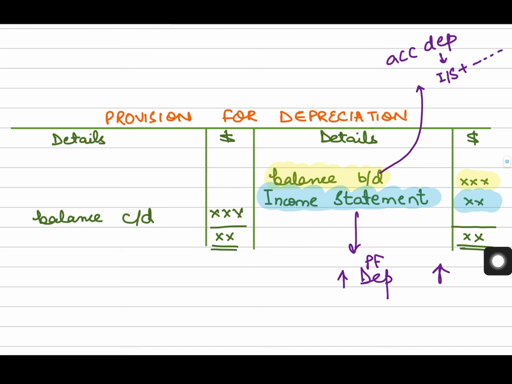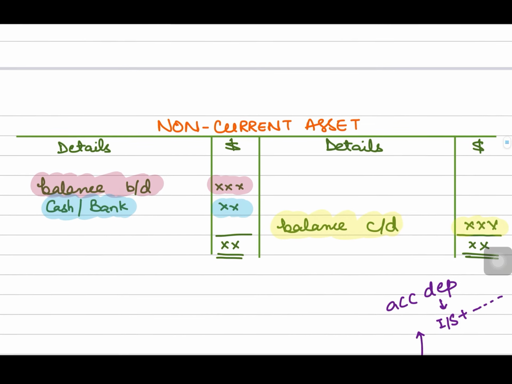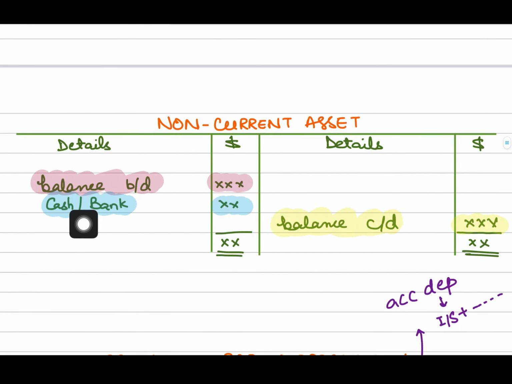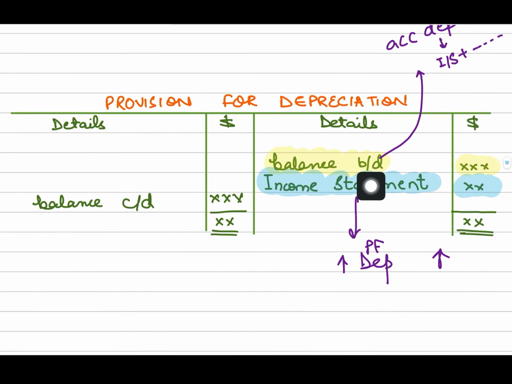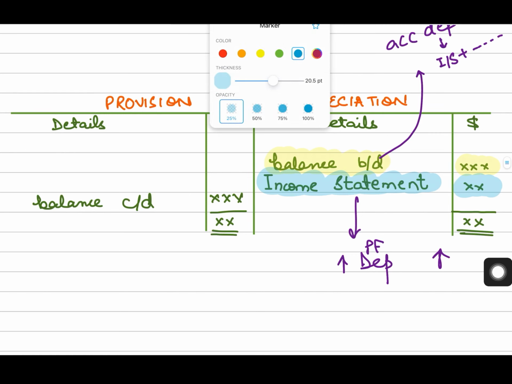Any increase in the contra asset account is shown on the credit side. However, any increase in an asset account is shown on the debit side, right. Now, I have the balance brought down, I have the current year depreciation figure as well. What do we do at year end? We again calculate the balance carried down.